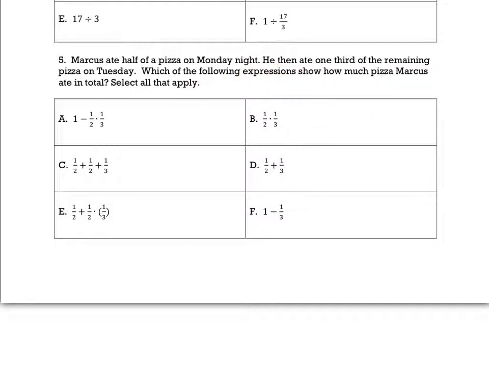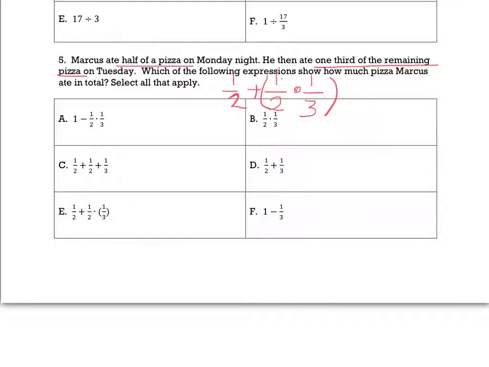Okay, so he first ate half of a pizza. That means it is 1/2. And then he ate 1/3 of the remaining pizza. Okay, so he didn't eat just 1/3 of the pizza, but 1/3 of what was left. So he first ate half of it. Then that means he would have 1/2 left. And then out of that 1/2, he ate 1/3 of it. Okay, so this is 1/2 plus 1/2 times 1/3.